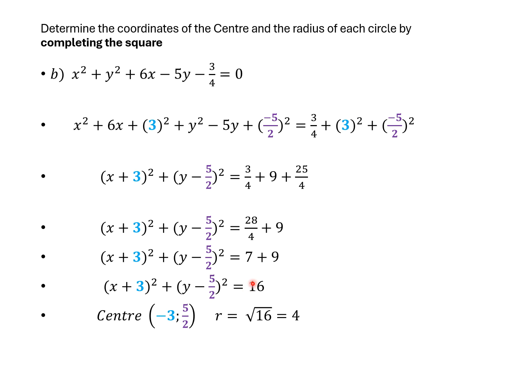My radius, always square root of r squared. So square root 16 would then give me 4. Remember, r always stays positive. Therefore, we don't find a plus or minus for r.